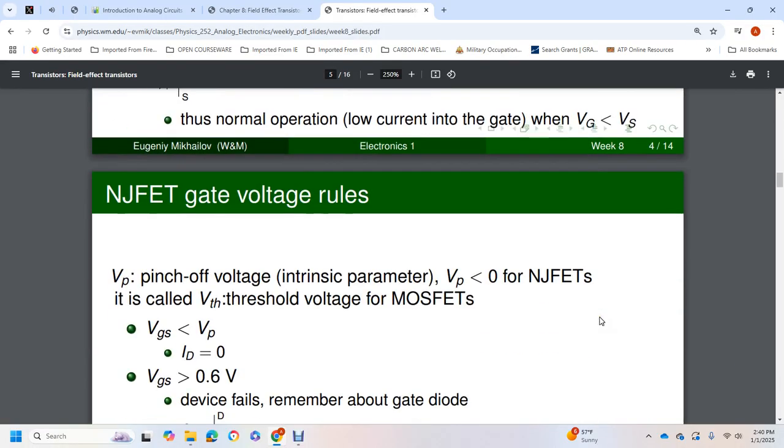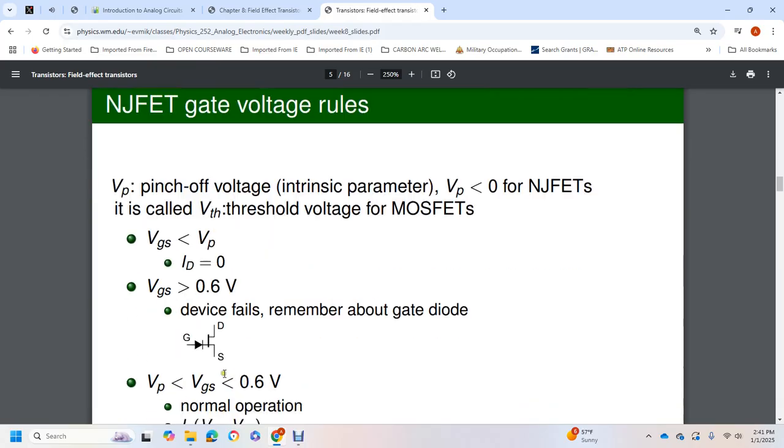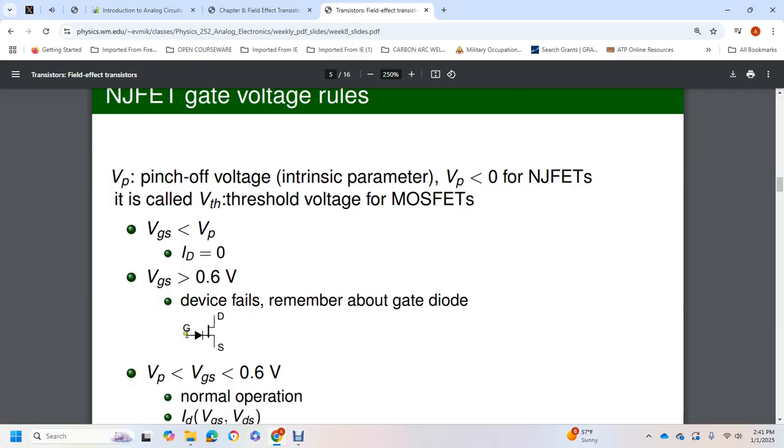Alright, V_P is the pinch-off voltage, an intrinsic parameter. The pinch-off voltage is less than 0 for the negative junction field effect transistor. It is also called the threshold voltage in metal oxide field effect transistors. When the gate-source voltage is less than the pinch-off voltage, the drain current is equal to 0. When the gate-source voltage is greater than 0.6 volts, the device fails. Remember the gate diode.